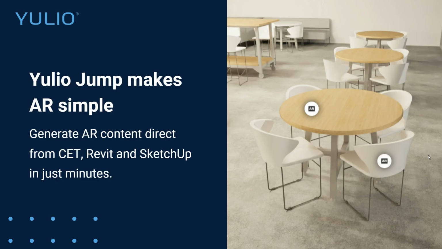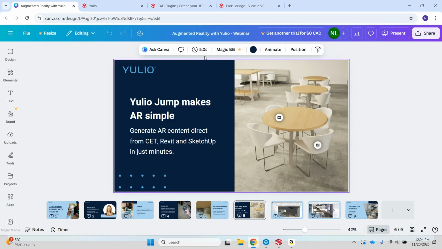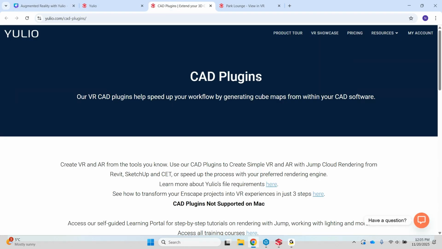So you will need the Yulio plugin to render AR assets with Yulio Jump. If you don't yet have the plugin, you can download it from the CAD plugins page on our website. The plugin is free to install for anyone with an active Yulio license. And I'll just show you the CAD plugins page on our website.